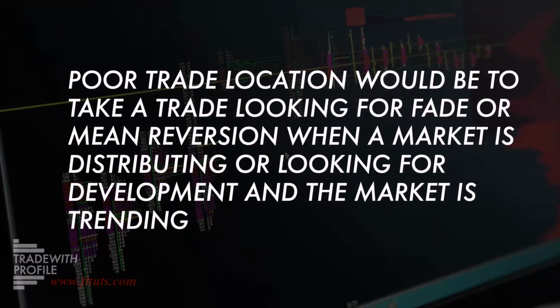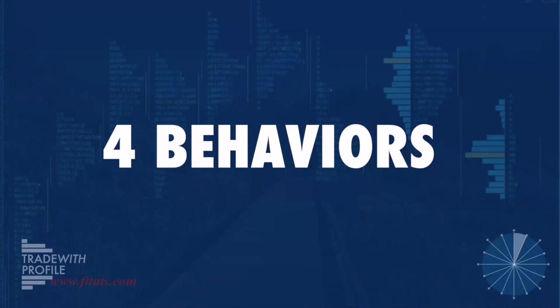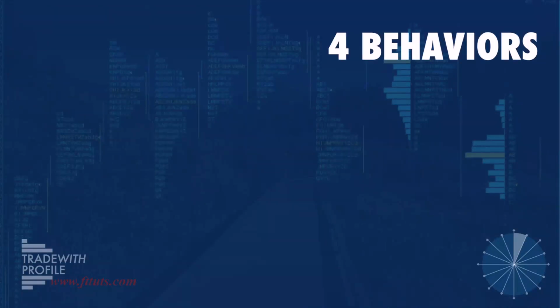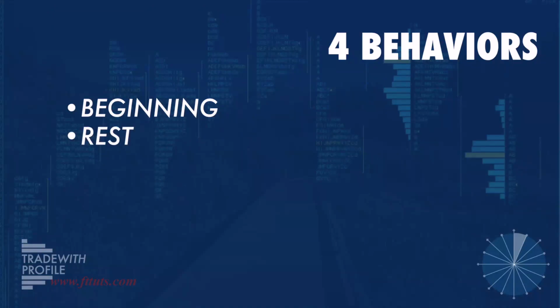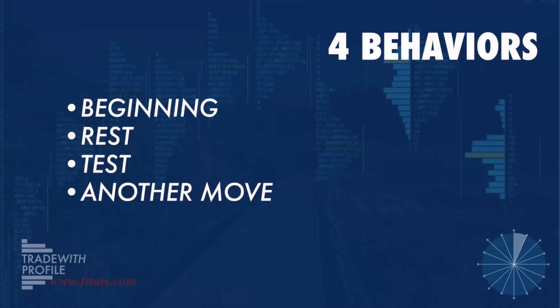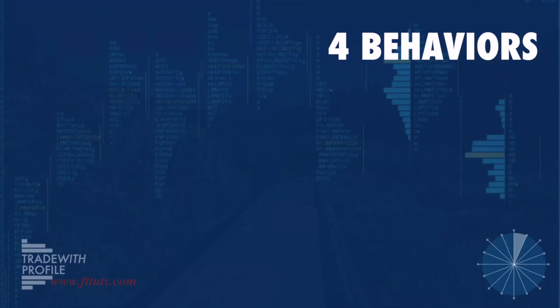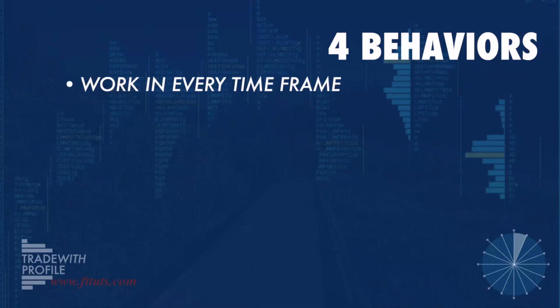To help further refine between those two questions, which direction is the auction attempting to go and how good of a job is it doing, one of the ways that we know how good of a job it's doing is that we look at the 4 behaviors. Those 4 behaviors are a beginning, rest, test, and another move. Here's what's great about these. They work in every time frame. Whether you're looking at a 5-minute chart, 30-minute chart, hourly chart, daily chart, weekly chart, or monthly chart, it works.